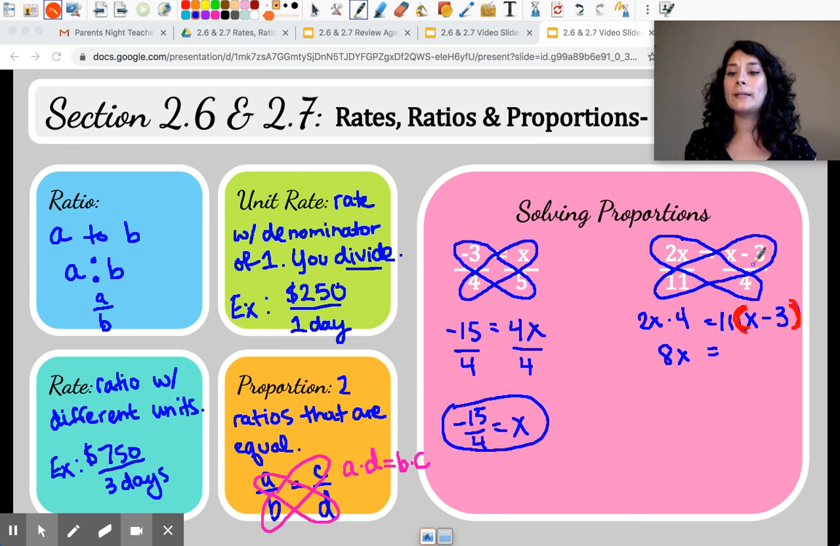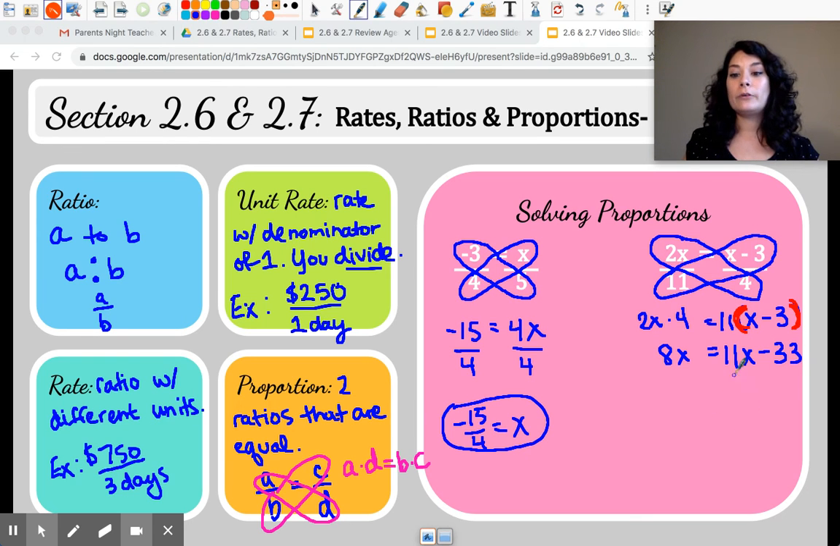Because you're not just multiplying the 11 with the x, and you're not just multiplying the 11 with the negative 3. You're multiplying it with the entire quantity, so you're actually going to have to use the distributive property and multiply the 11 to both of the terms.